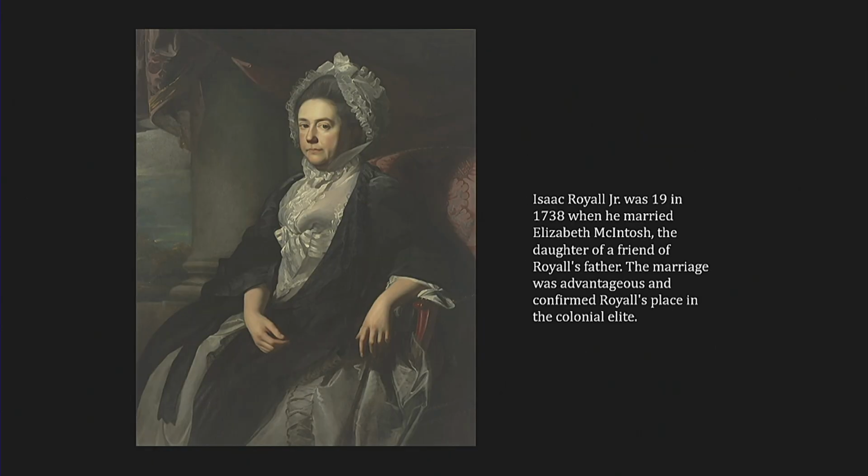His wife was equally sumptuous in a portrait by John Singleton Copley, and seen here, she was 19 when he married Elizabeth McIntosh, the daughter of a friend of Royall's father. The marriage was advantageous and confirmed Royall's place in the colonial elite. His father owned tremendous land in Antigua, and her marriage provided further land. So when they came back to New England, they were among the wealthiest of the slave traders living in the Boston area.